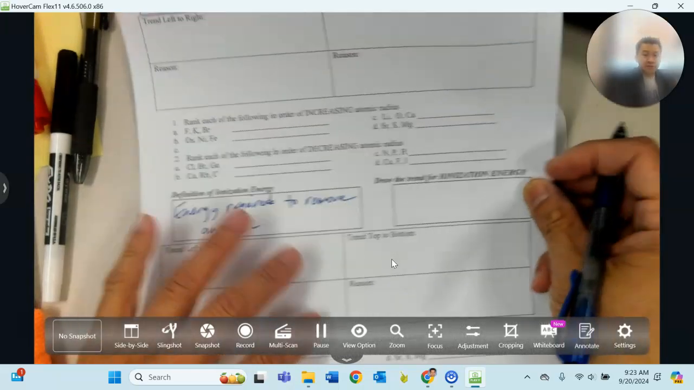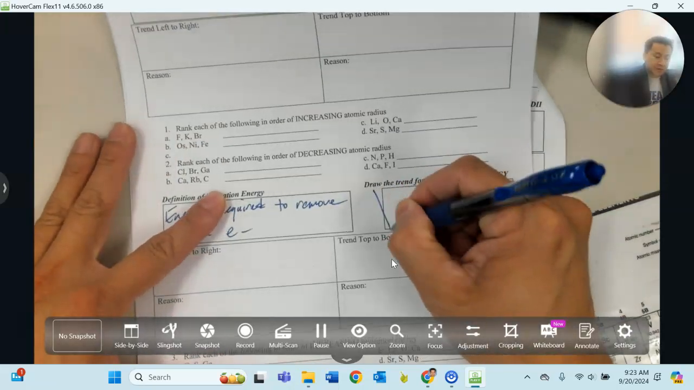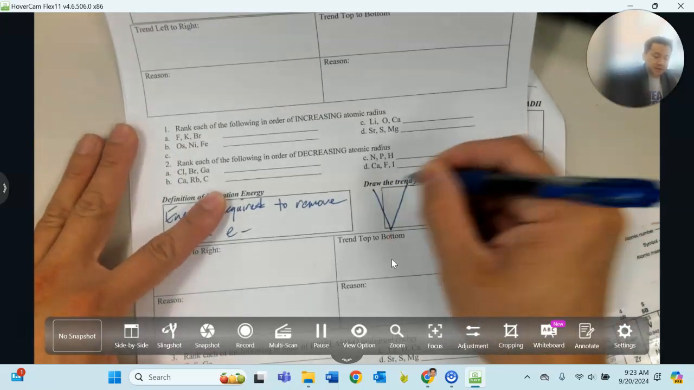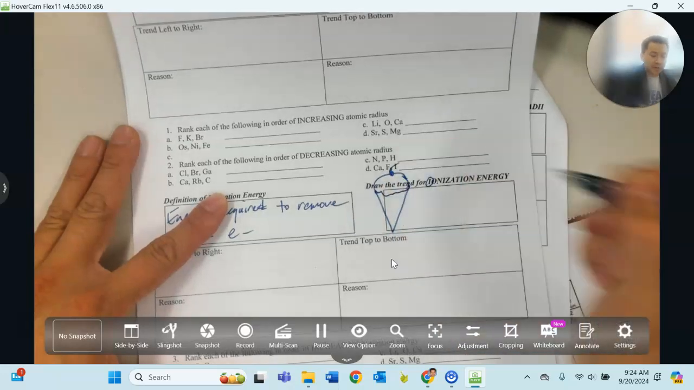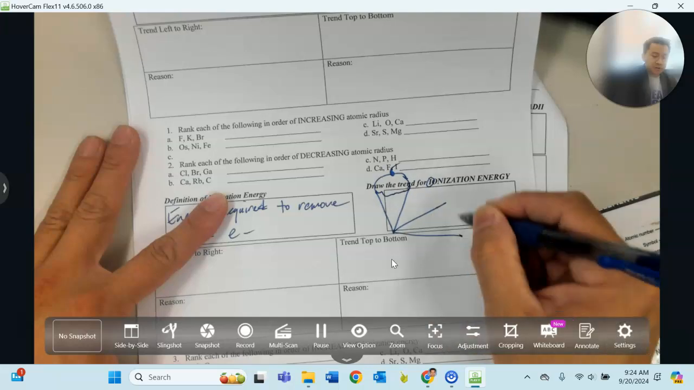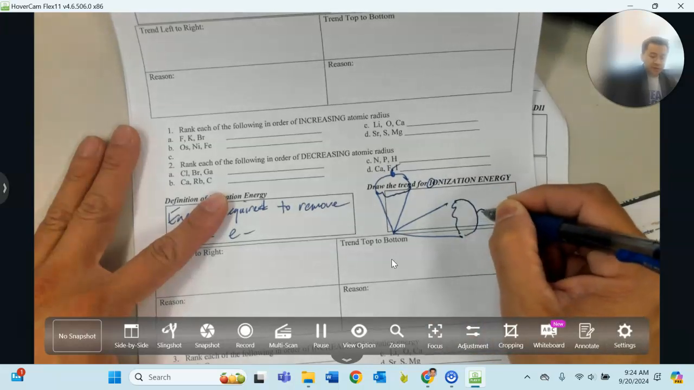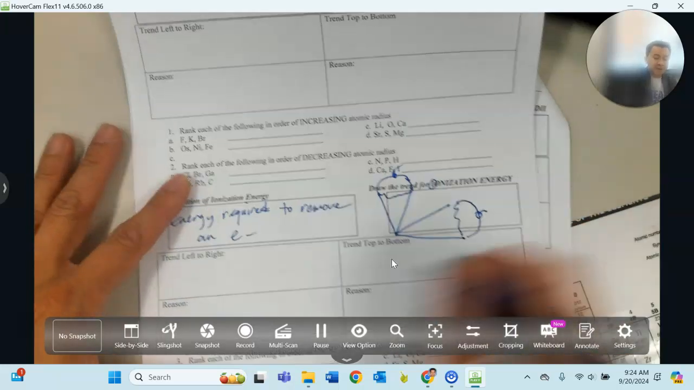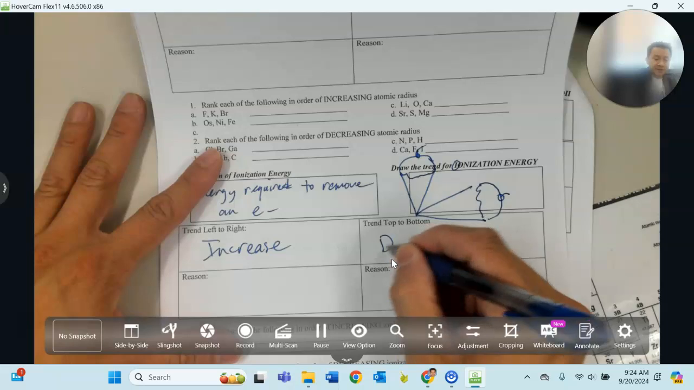And the trend for this, so what's the pattern as we go down the group? As we go down a group, it decreases. So for ionization energy, we're going to use ice cream to help you remember. It gets bigger as we go from left to right. Sorry, it falls over to the right. So increase left to right, and decrease down the group.